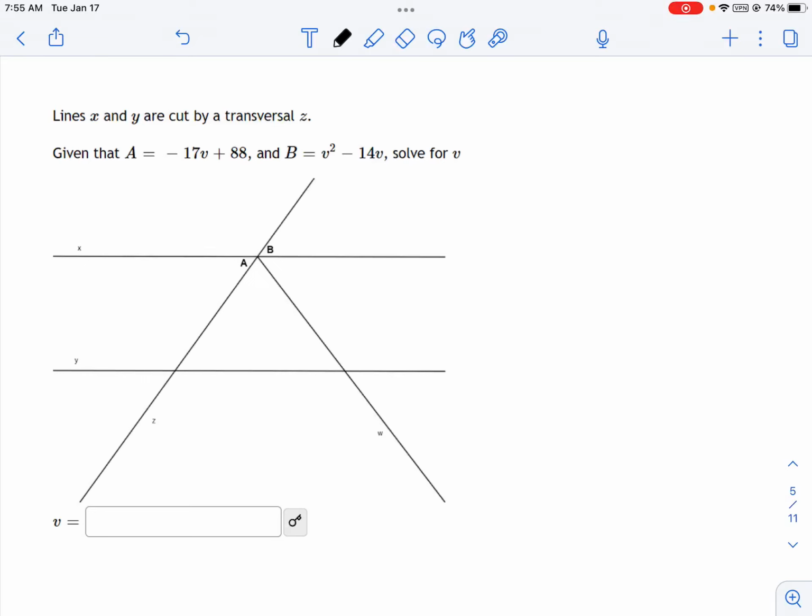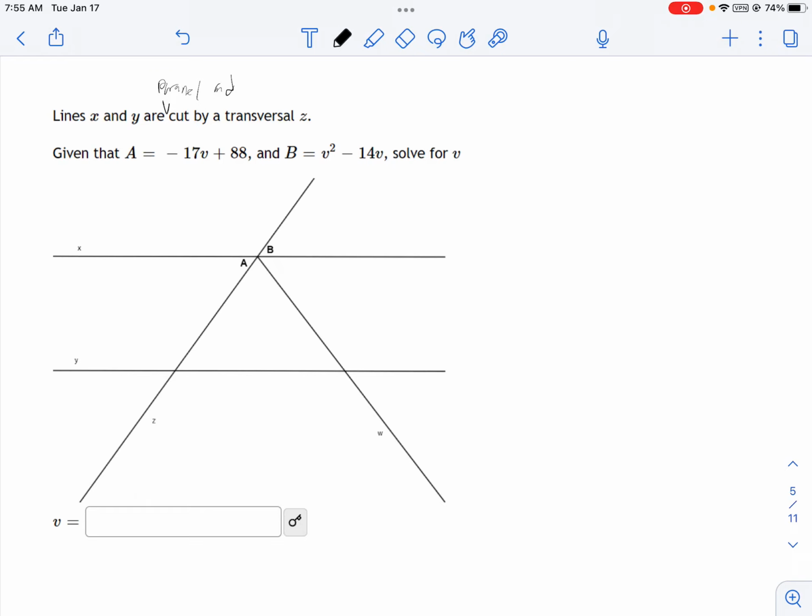We have three lines. We have x and y. We actually aren't told they're parallel. Assume they're parallel. On your homework, it'll say they're parallel. Lines x and y are parallel and cut by transversal z.